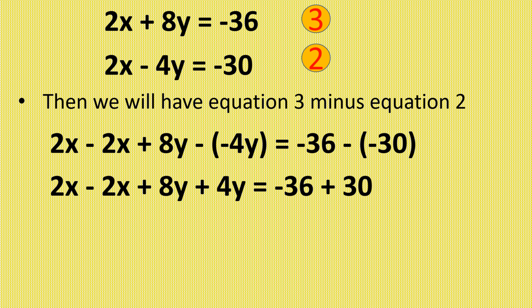So let's do a quick simplification. 2x minus 2x becomes 0.